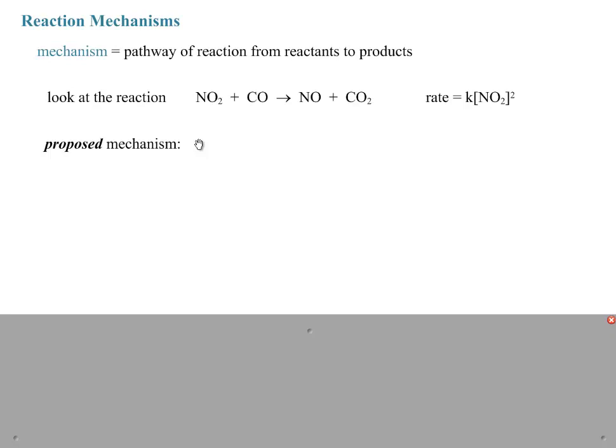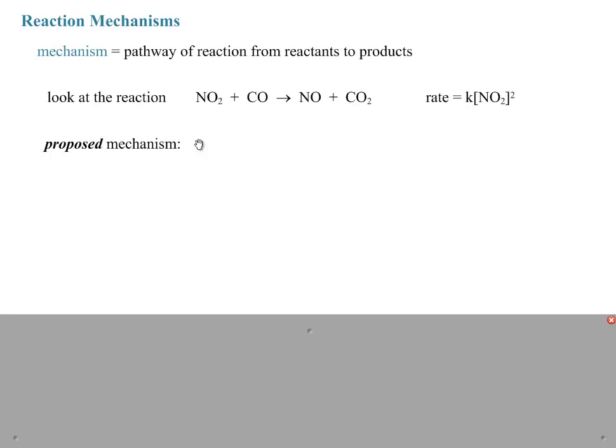In this section, we're going to look at reaction mechanisms. And the mechanism of a reaction, as it says, is just the pathway of the reaction from its reactants to its product. We're going to start by looking at the reaction shown. Nitrogen dioxide plus carbon monoxide goes to nitrogen monoxide plus carbon dioxide. Experimentally, the rate equation, the rate law, was determined to be k equals the concentration of NO2 squared.